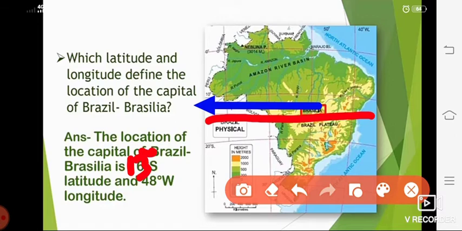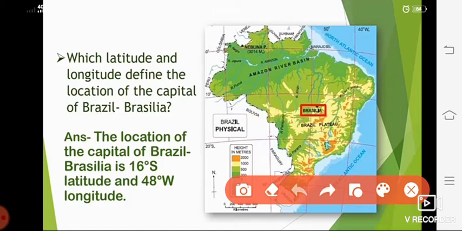Did you all get the blue color line? That is the latitudinal extent. It is between 10 degree and 15 degrees south. We are considering it as 13 degree south. Did you all understand? Now we will study its longitudinal extent. Now if you see the longitude, it is between 40 degree west and 50 degree west, yes or no? So we are going to consider that red marking as 48 degree west longitude, and here it is 13 degree south latitude.